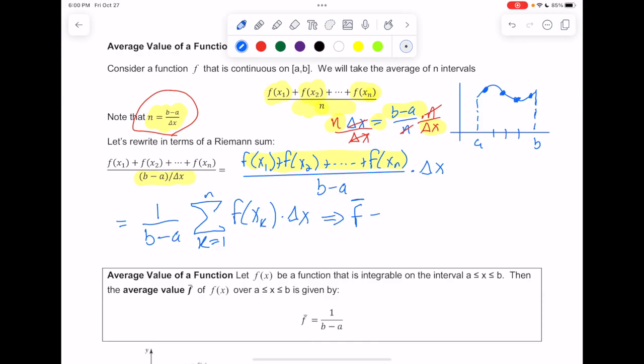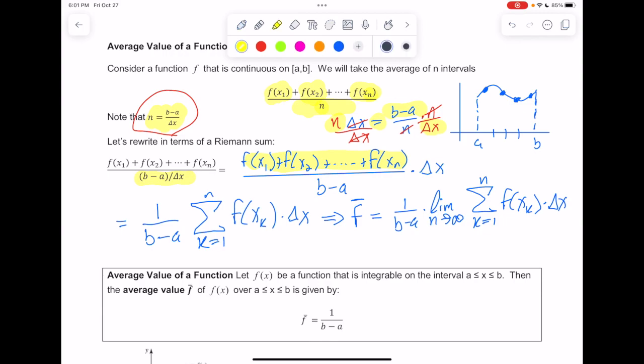And what would that be? We could still have the 1 over b minus a out front, and then we could take the limit as n goes to infinity of the sum as k goes from 1 to n of f of x sub k times delta x. And that's the sort of thing that we turned into an integral before. And we're going to do that right now. So what happens? The limit of the sum becomes our integral symbol.